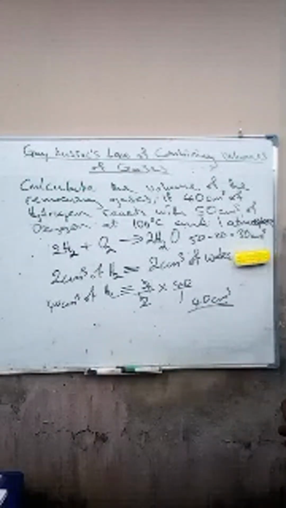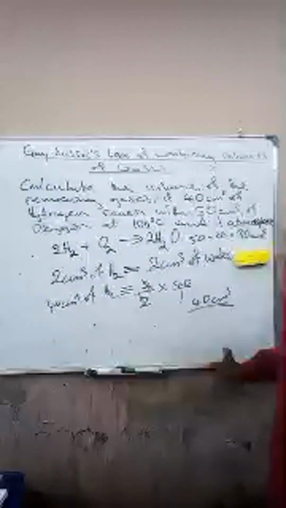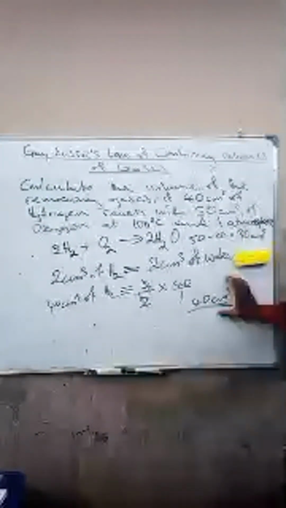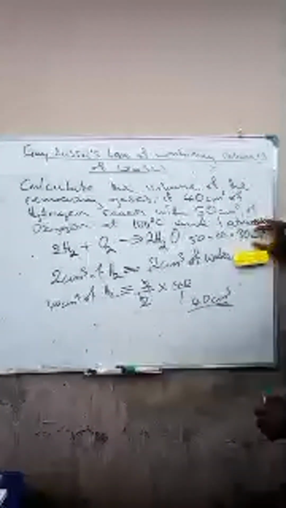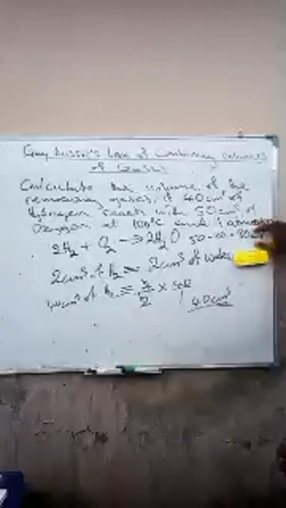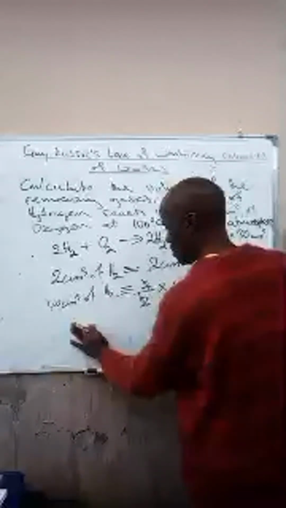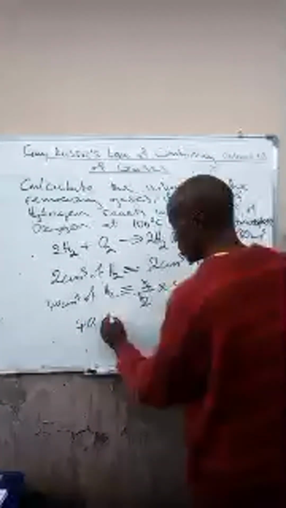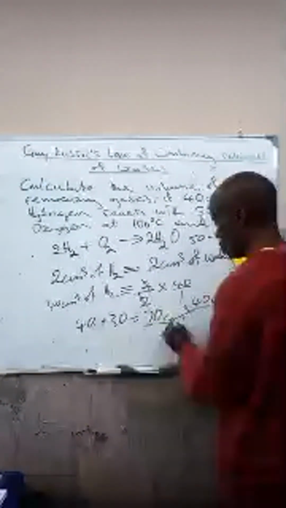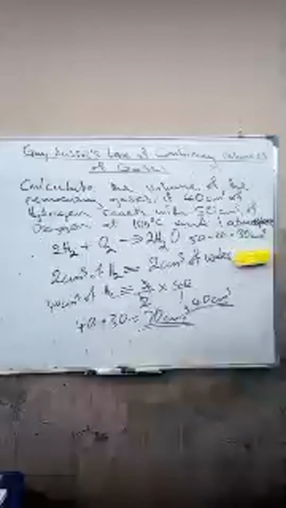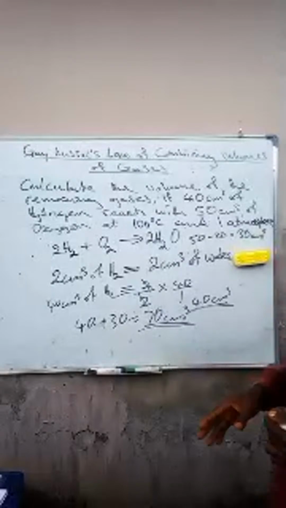Now, because we are talking about remaining gases, the two gases that will remain at the end of the chemical reaction will be what? 40 cm cube of water vapor and 30 cm cube of oxygen. So in that case, the total residual gases will be 40 plus 30, that will give us 70 cm cube. That is 70 cm cube of residual gases. And this is what we have here.